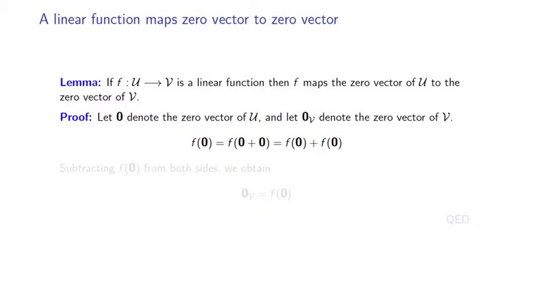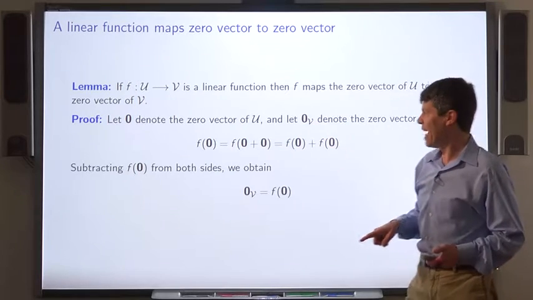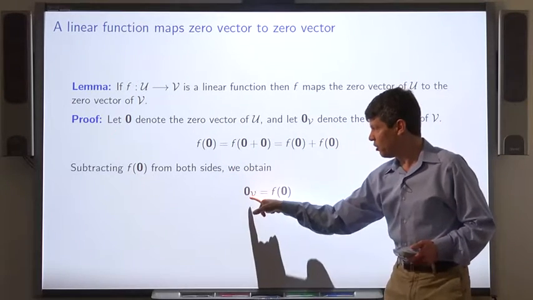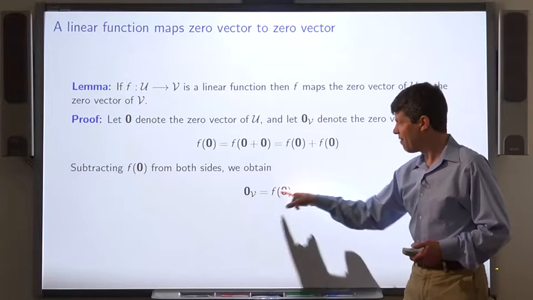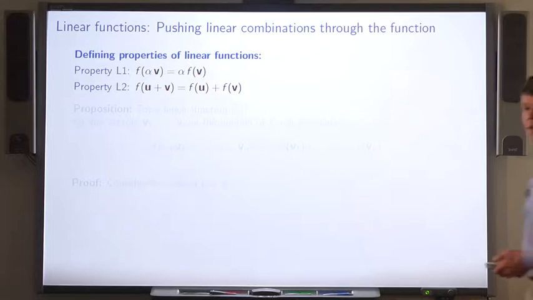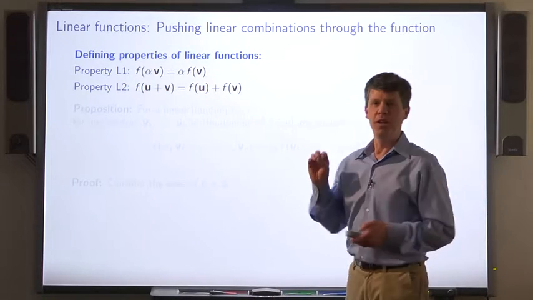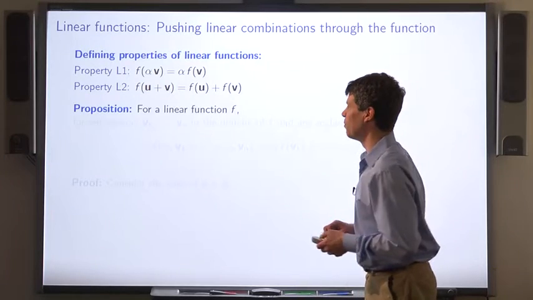f of the zero vector equals f of the zero vector plus the zero vector, which by a property of linearity equals f of the zero vector plus f of the zero vector. Now we just subtract one of these from both sides, and we get, on the left side, the zero vector, and on the right, we get f of the zero vector. That proves the lemma.